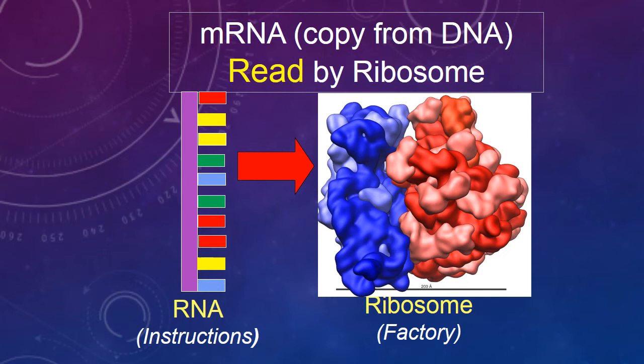And the ribosome is a factory, and I'm going to show you a video of this because you've got to see it to believe it. The factory is able to read the instructions on the copy of this gene here. And then this is inside the ribosome.